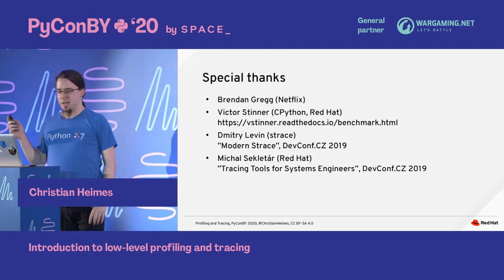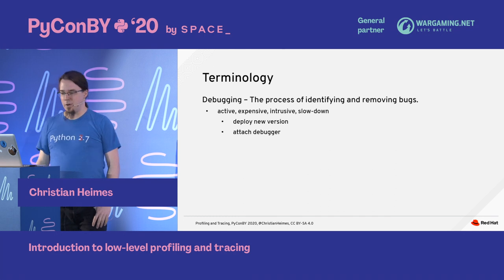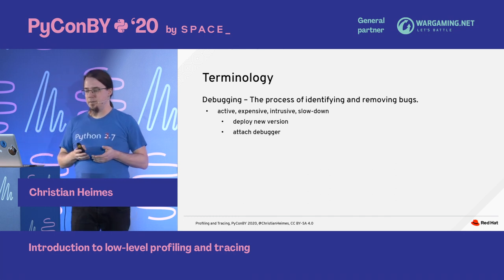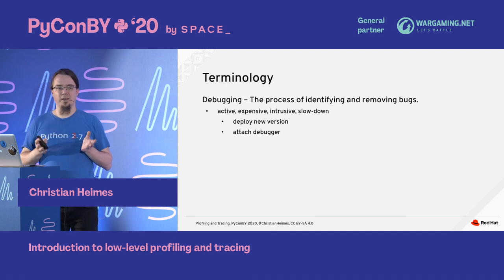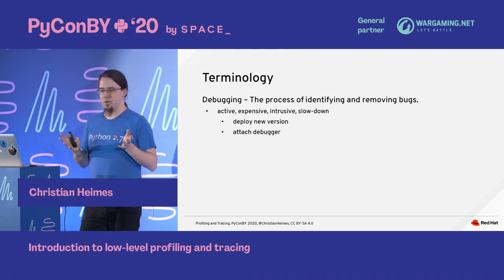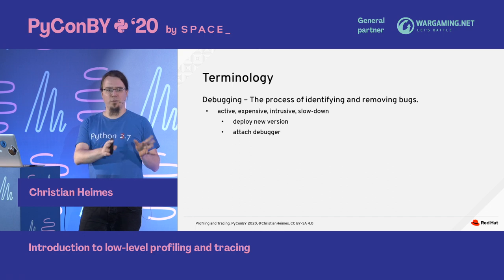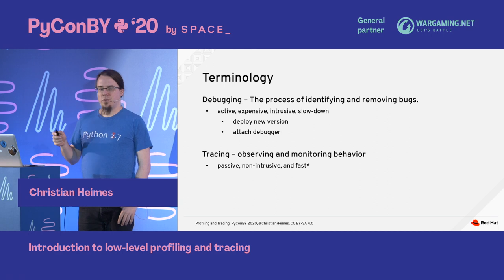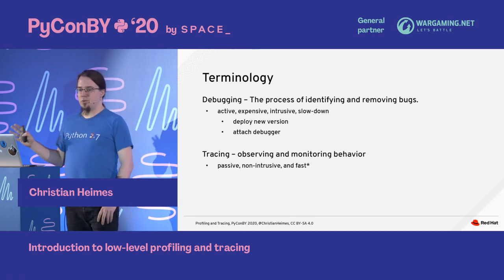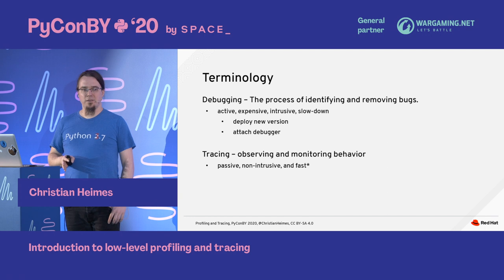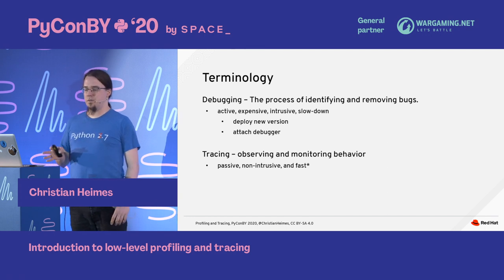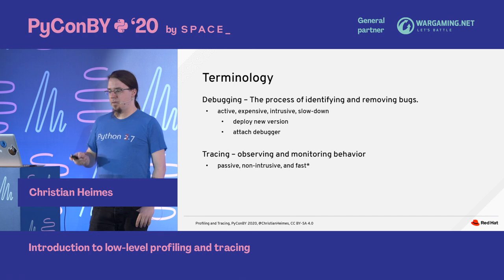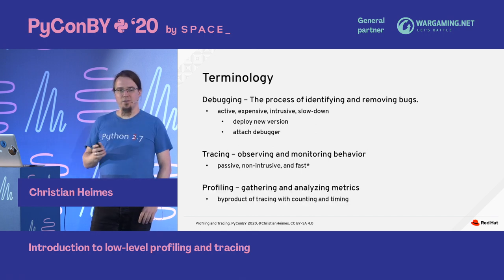So, introduction. Some common terminology. Debugging is literally the process of identifying any kind of issues in your program. It's usually something where you have to actively modify code and it often makes the code very slow, so you can't debug with PDB or GDB on your production system. With tracing, you can observe what your processes are doing. That is often much faster and not intrusive, so it may slow down your server a bit, but you don't see everything. And profiling is often just a byproduct.